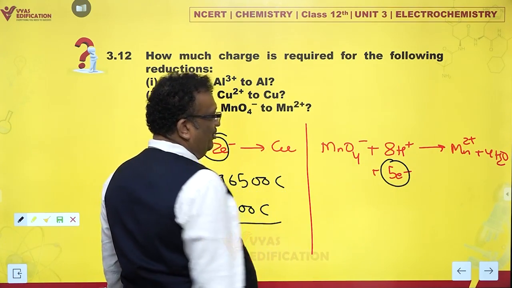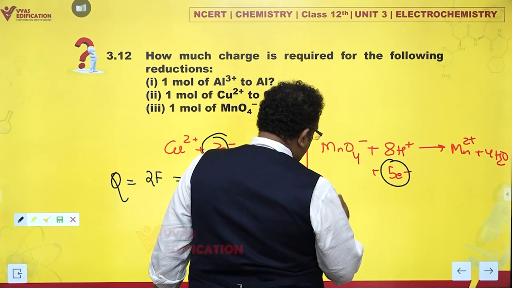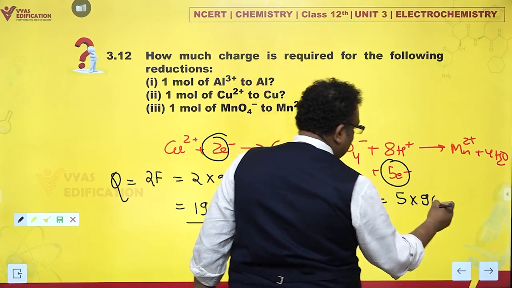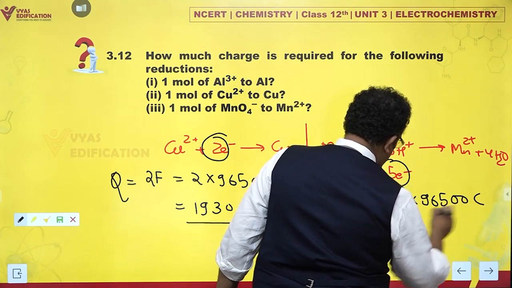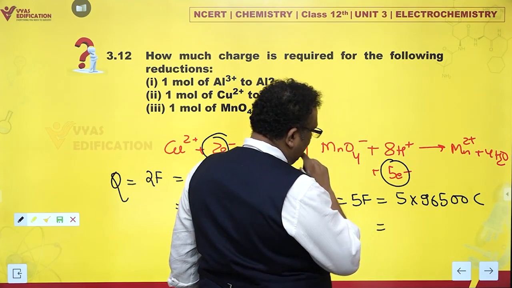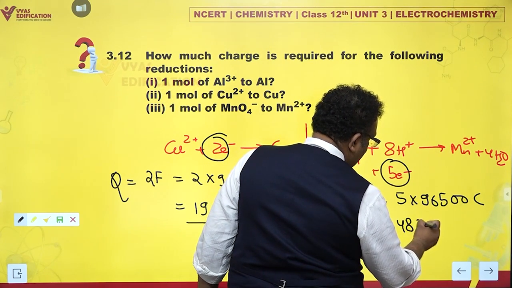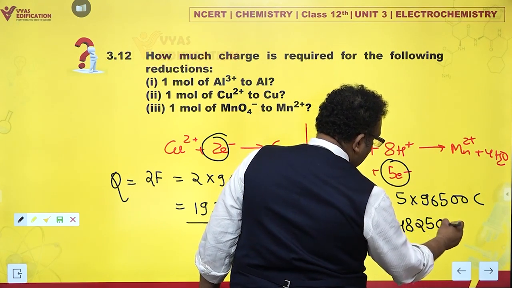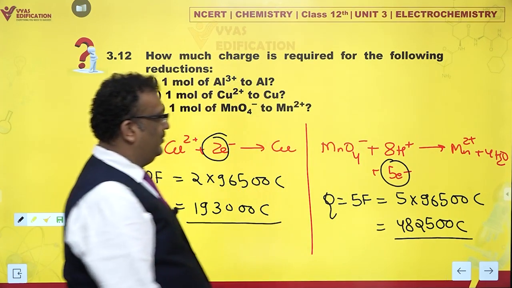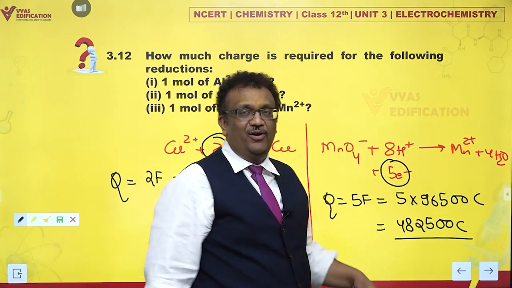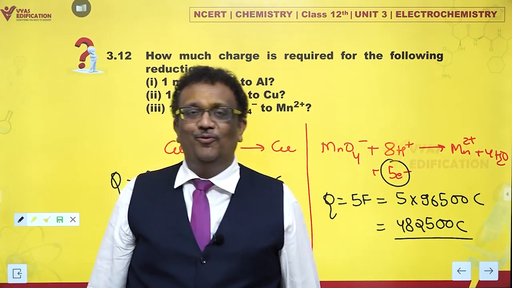And this is going to be even better, 5 Faraday. Q is 5 Faraday, which is 5 into 96500, 4,82,500 coulombs. That is enormous. This is like fourfold.